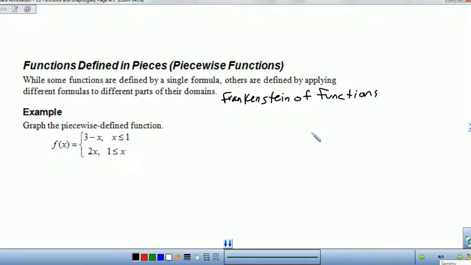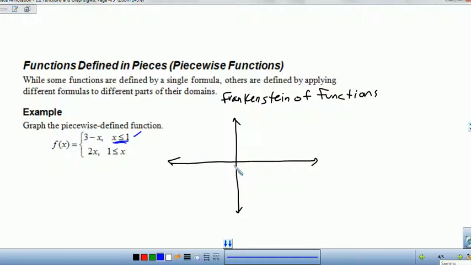Now looking at this, we're going to graph this piecewise function. So we're going to go ahead and sketch a graph over here. What we do is we sketch each graph in its parts. And by part, I mean we sketch this domain. We talked about domain already. That's what x can be. And so we sketch only this domain.